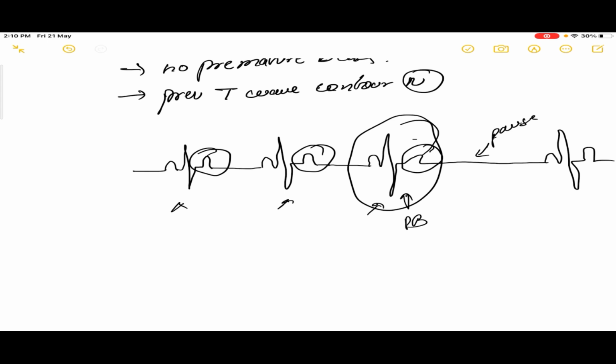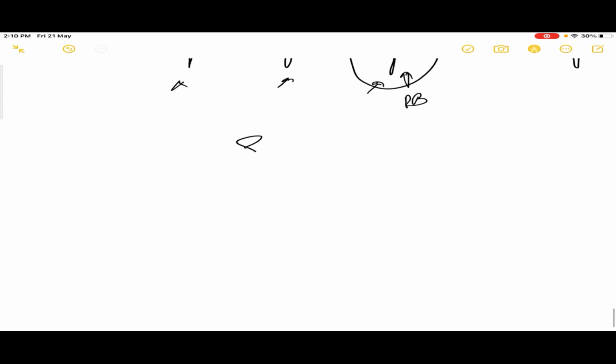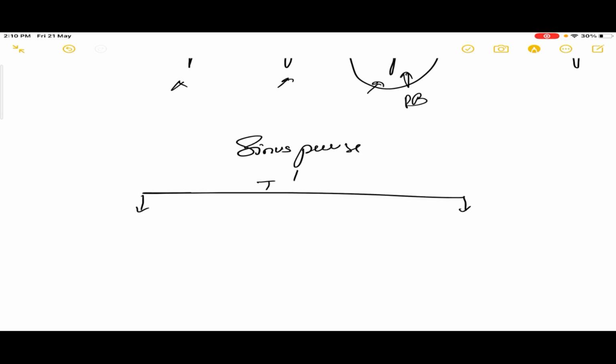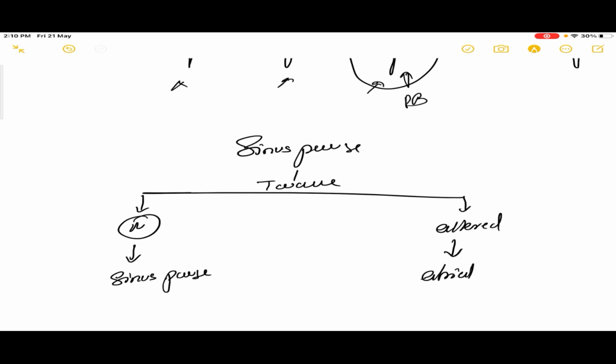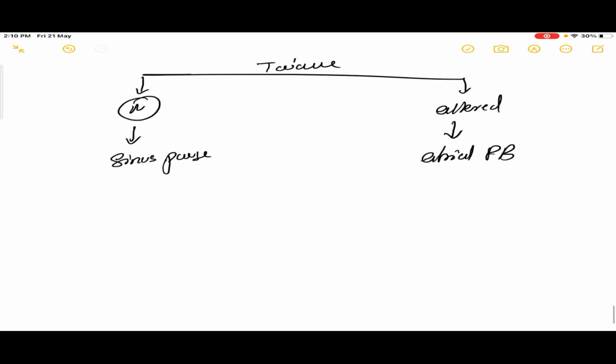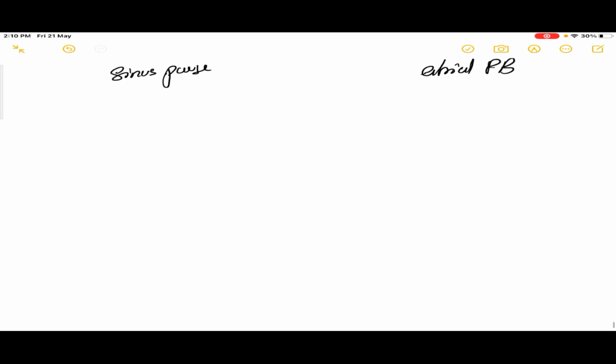So this is not a sinus pause. Whenever you see a sinus pause, look for the T wave contour. If the T wave contour is normal, it is a sinus pause, and if the T wave contour is altered, it is an atrial premature beat. Next, now let's come to escape beats.